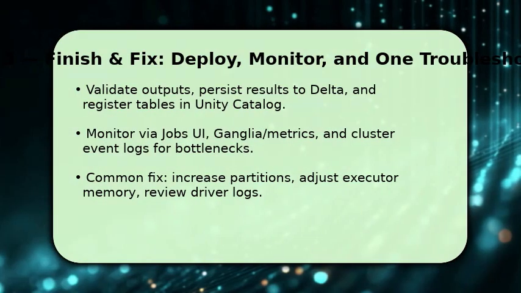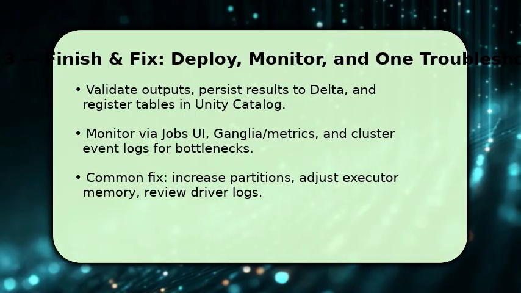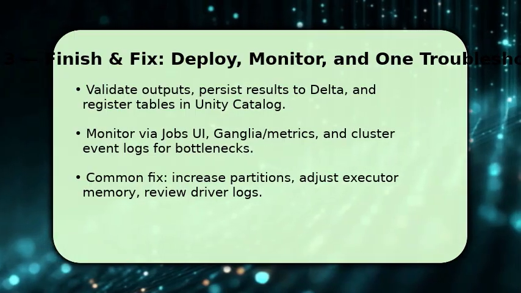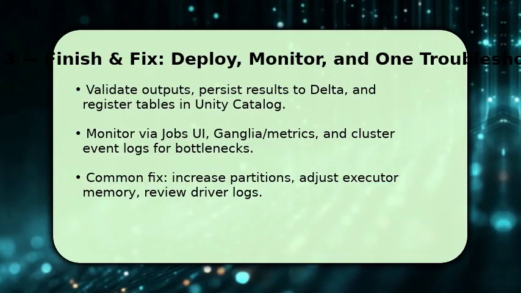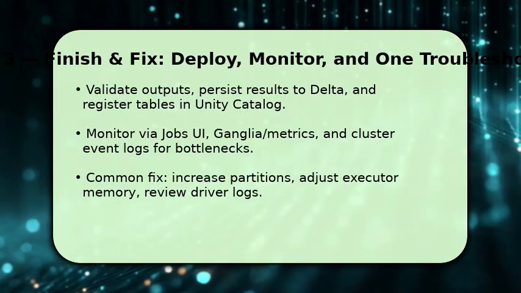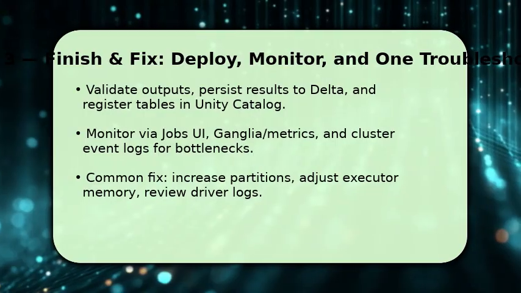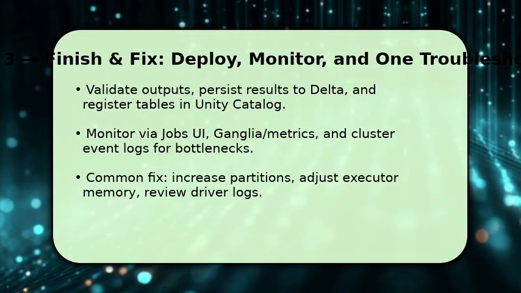You finish by validating outputs and persisting results to Delta format, then register tables in Unity Catalog for governance and easy access. Next, monitor job health through the job's UI, metrics dashboards, and cluster event logs to find bottlenecks. Once done, scale clusters or tweak configurations based on metrics.